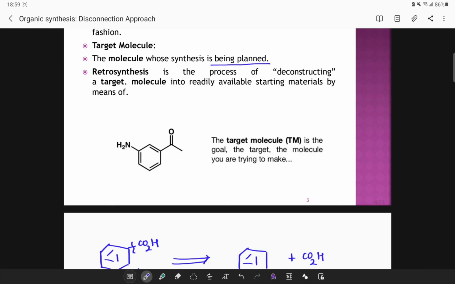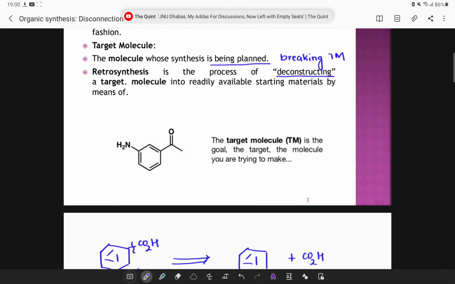What is retrosynthesis? Retrosynthesis is a process of deconstructing, that means breaking down the target molecule into readily available starting materials by means of various types of reagents. That means we want to deconstruct a molecule in such a way that I get my starting materials which are commercially available, and then with those commercially available starting materials, I can finally design my system.